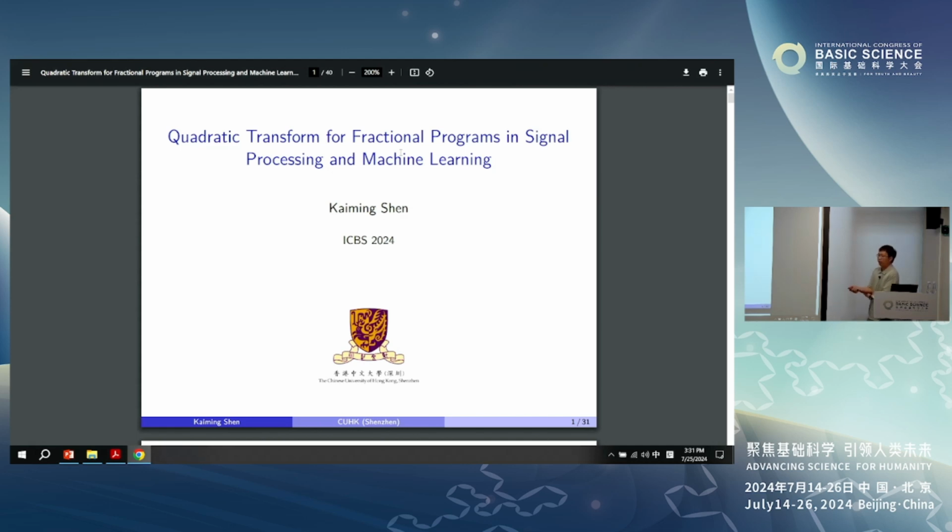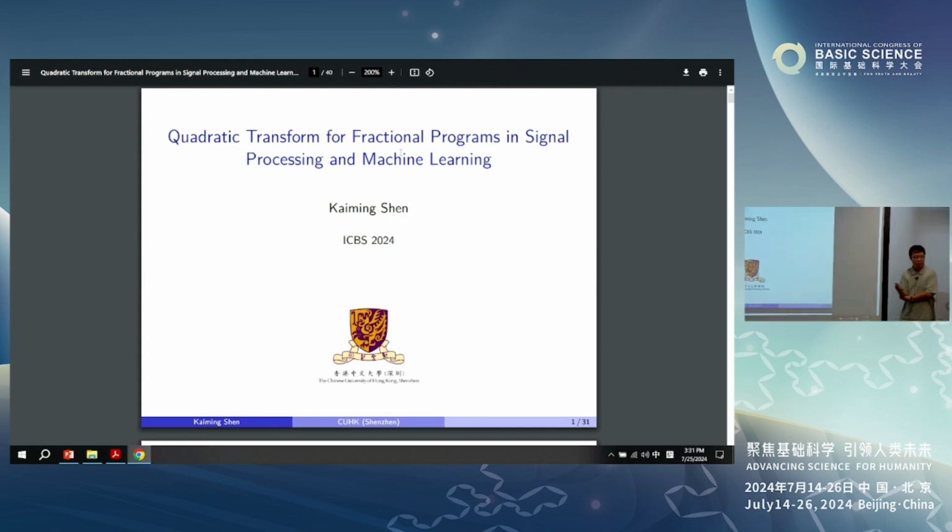For those who are familiar with mathematical optimization, I can summarize what I'm going to say in one sentence. I will decouple multiple ratios for the fractional program simultaneously so as to make the problem easier to solve. For those who are not, I'm going to elaborate on that.